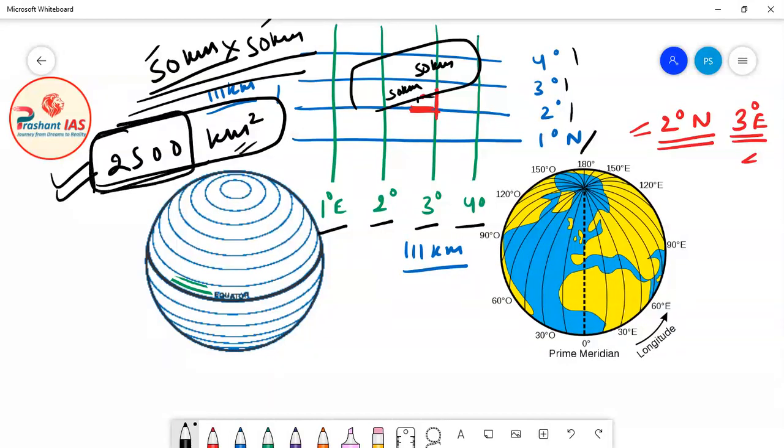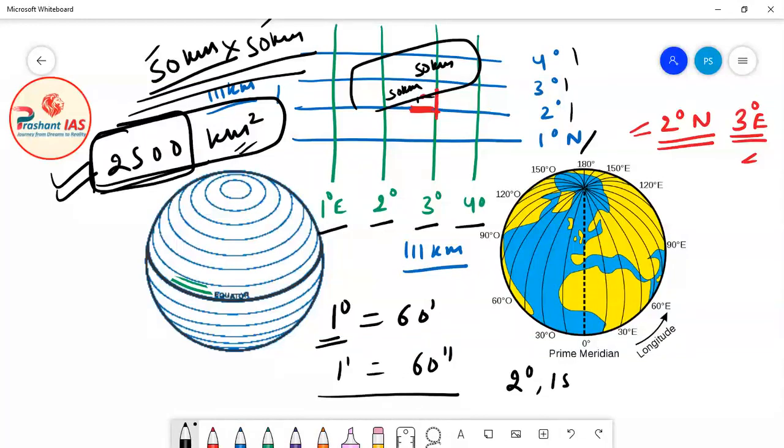So to solve this problem, 1 degree of latitude and longitude is divided into 60 minutes, and each minute is further divided into 60 seconds. So when you tell your location to your friend in terms of degrees, minutes and seconds, he will easily be able to find you. For example, you say that I am standing at 2 degree, and let's suppose 15 minutes and 45 seconds.